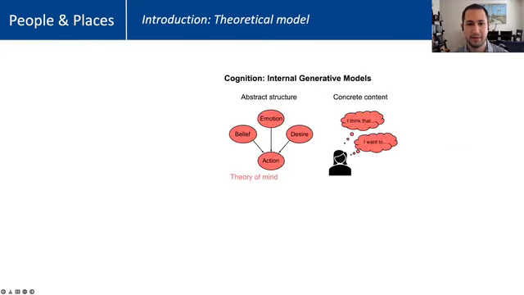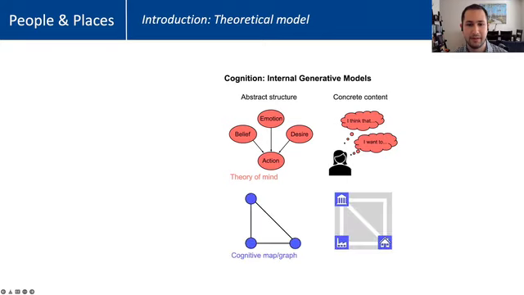Understanding other people has been argued to rely on an internal model of how others' mental states, like beliefs, emotions, and desires, give rise to their behavior. This is known as the theory of mind. To understand specific familiar people's behavior, we have to conjoin this abstract structure with representations of specific people and their specific mental states. Likewise, in the spatial domain, our ability to understand and navigate other places has been argued to rely on internal models of Euclidean distance relationships between locations in space.